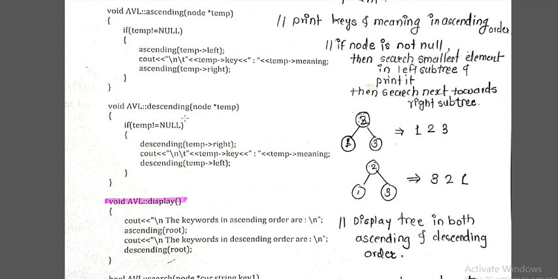If we want to print it in descending order, then we have to first go towards the right subtree. So here descending is recursively applied on the right subtree, then it will print the key and meaning, and then it will come towards the left subtree. Here it is like we can say left-root-right; here it is right-root-left. Likewise we are visiting and applying. So if we are applying descending, this 3 will get printed first, then 2, and then it comes to the left subtree, that is 1.